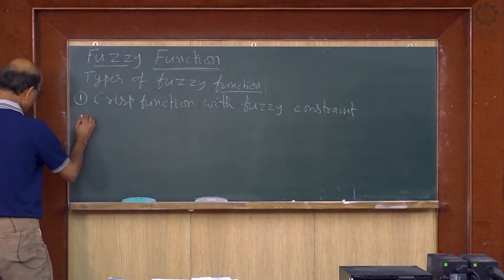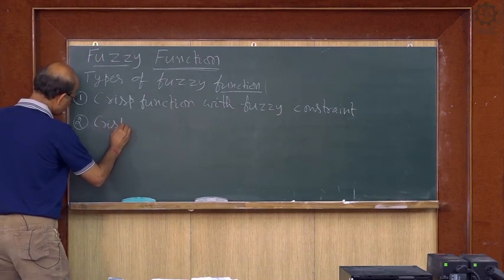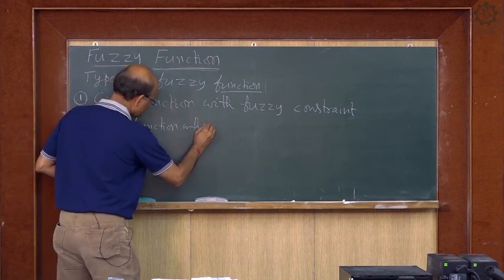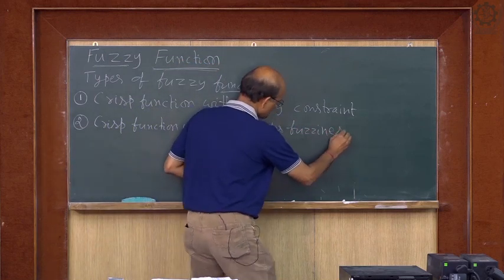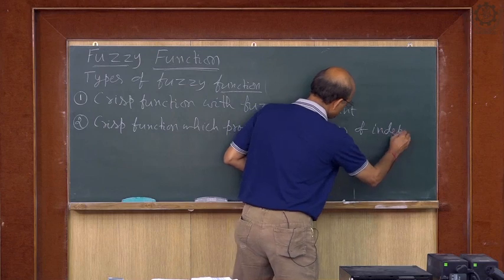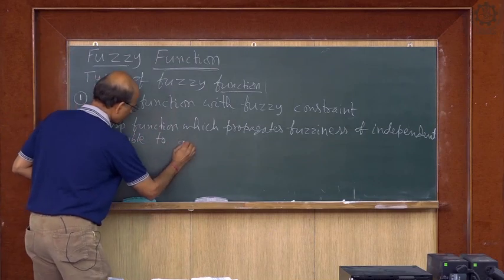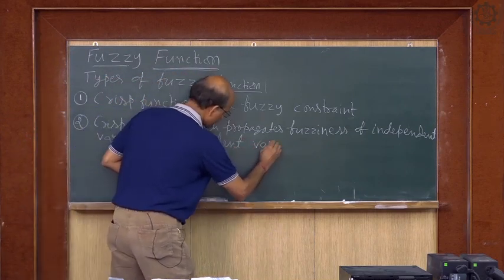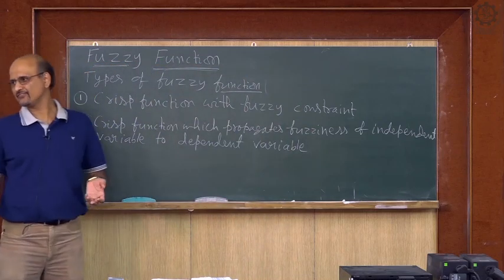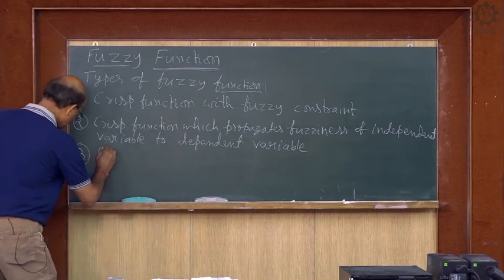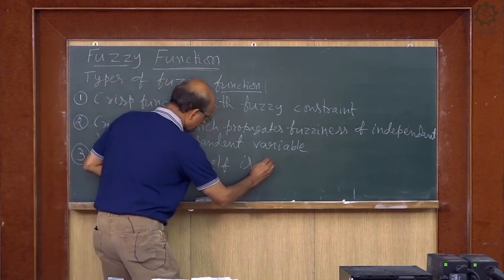Second one is crisp function which propagates fuzziness of independent variable to dependent variable. And the third one is when the function is itself fuzzy. The function itself is fuzzy.